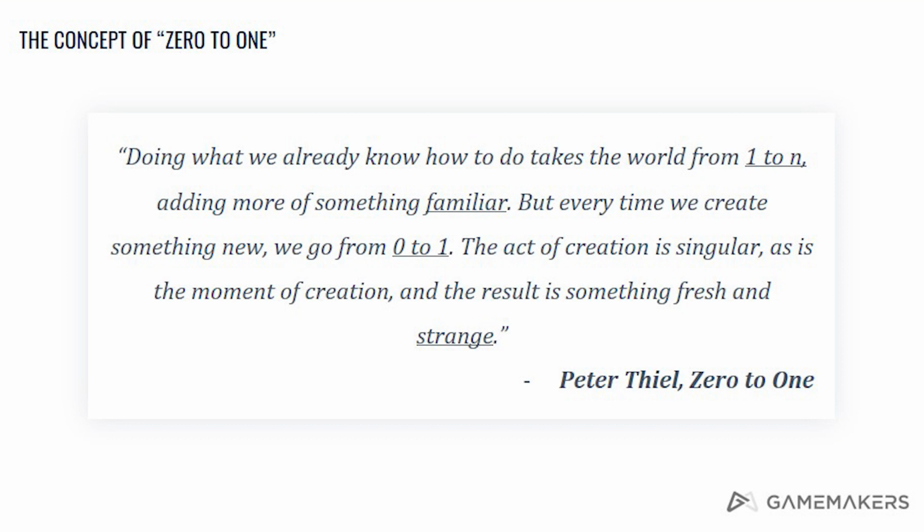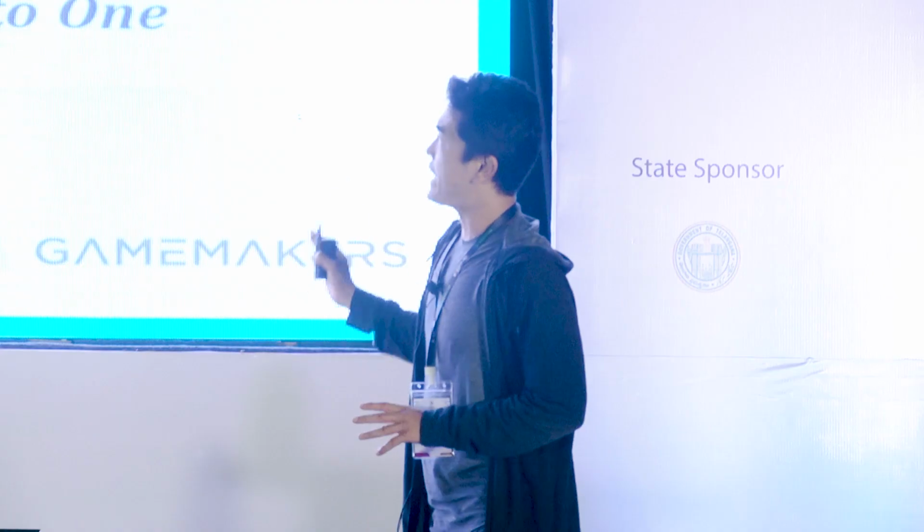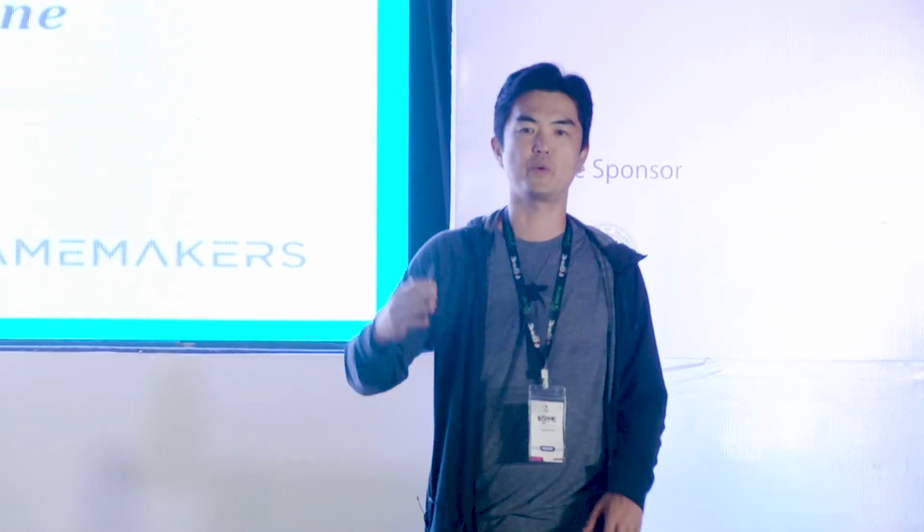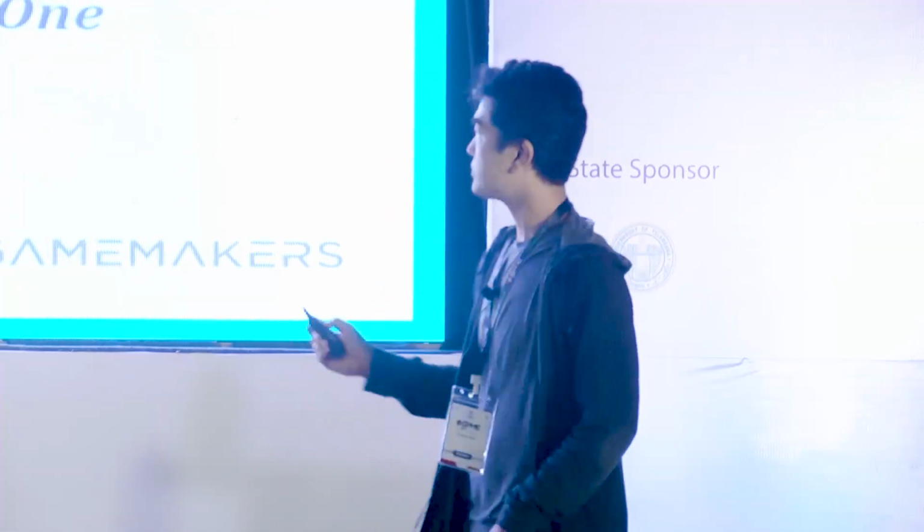And the result is something fresh and strange. And so, 1 to n is doing something familiar. 0 to 1 is about creation and about doing something strange.